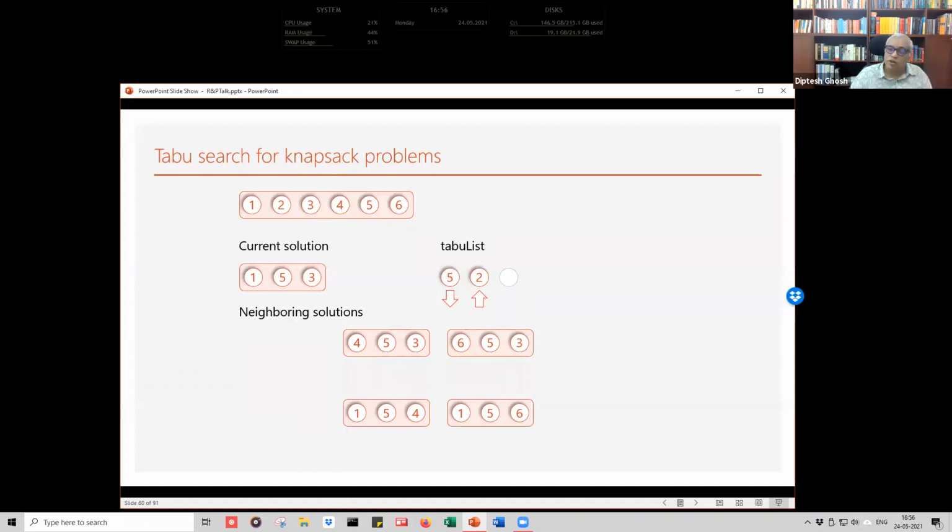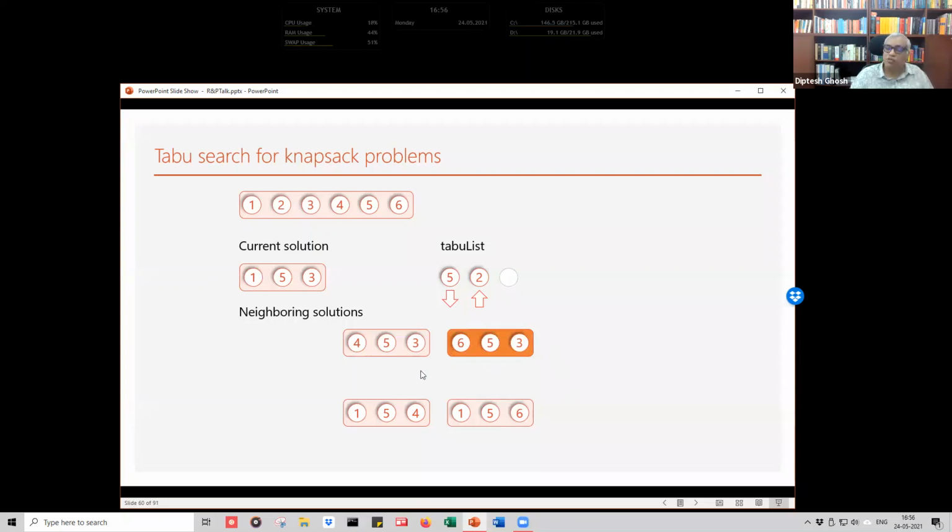So if I'm looking at my taboo list, if I'm looking at taboo search, the neighborhood of this solution are not all those 9 solutions, but only these 4 solutions. Now let's take a look at these 4 solutions, and then I find out that this is the best solution among them. How do I find out this solution?